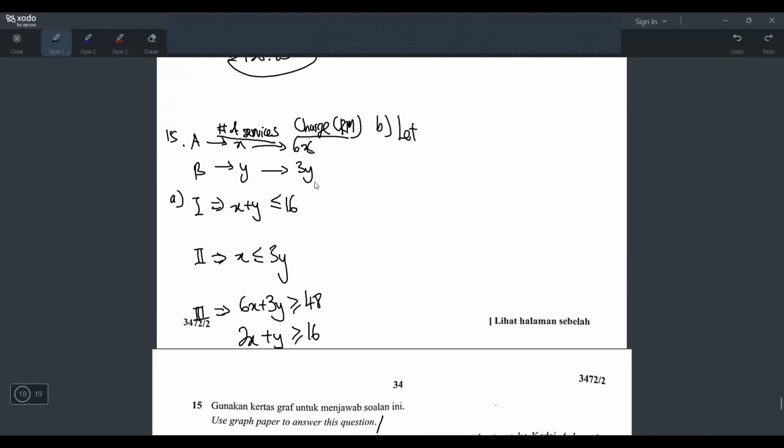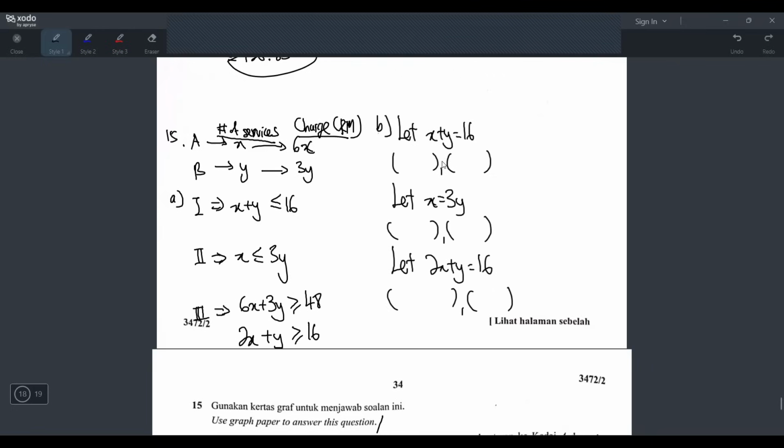So the first equation is x plus y equals 16, and you have to find at least 2 points to plot later, because if you want to draw a line, you need at least 2 points. The next one is x equals 3y, and I have to find 2 points for it too. And the last one is 2x plus y equals 16, and then find 2 points.